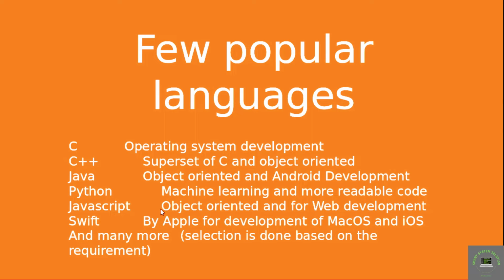JavaScript is used for front-end development, like if you are making a web application or a website, then all the logical part will be handled by JavaScript. It is also an object-oriented programming language. Swift is for development of macOS and iOS. It is by the Apple company. And there are hundreds of other programming languages like Ruby, Perl, PHP, C#, and many more. But we would choose a specific language for a particular task, right? We won't be choosing any language randomly for any task.